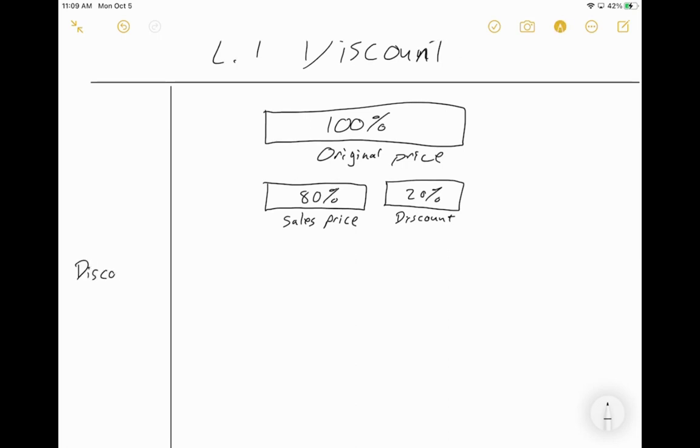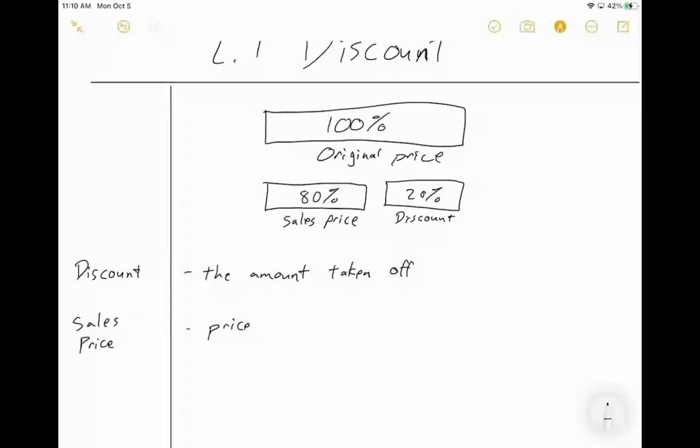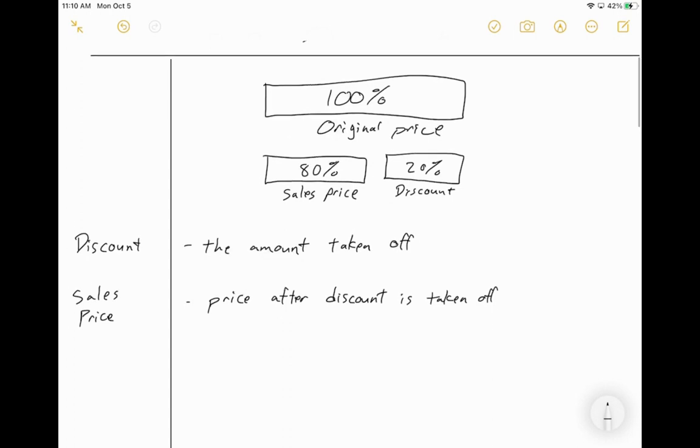So first, let's talk about discount. Discount is the amount taken off. And then we have the other vocabulary word, which is called the sales price, which is the price after the discount is taken. Okay. So the discount is the amount that you take off. The sales price is the price after you take off the discount, right?